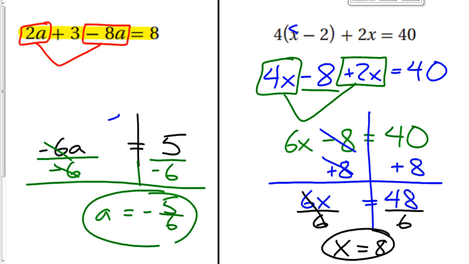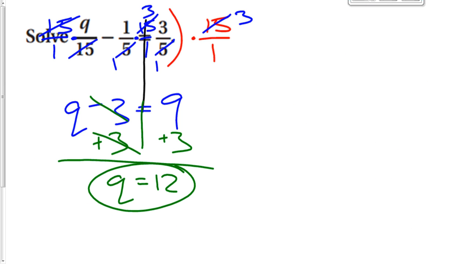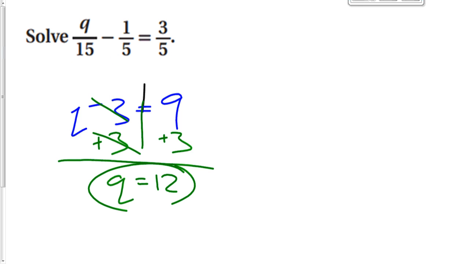Alright, so 8 minus 2 is 6, and 4 times 6 is 24, and 2 times 8 is 16. Well, 24 plus 16 equals 40, so we got the right answer. Alright, so lots of different situations we can run into, and I will show you some more tricks that you can use tomorrow. The main one that you'll want to keep in mind will be like these fraction ones where you can multiply through by a least common multiple to get rid of your fractions. All right.